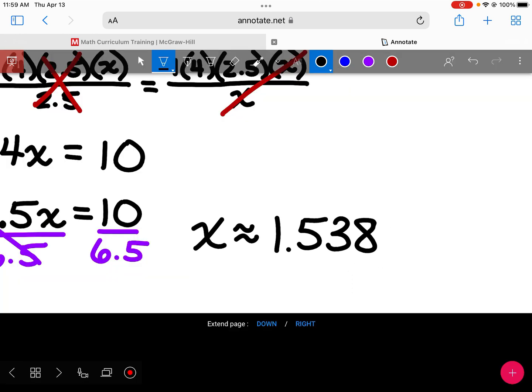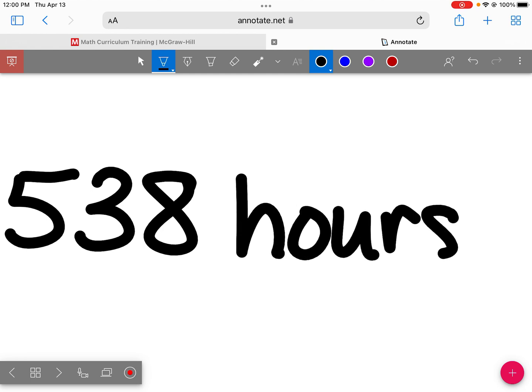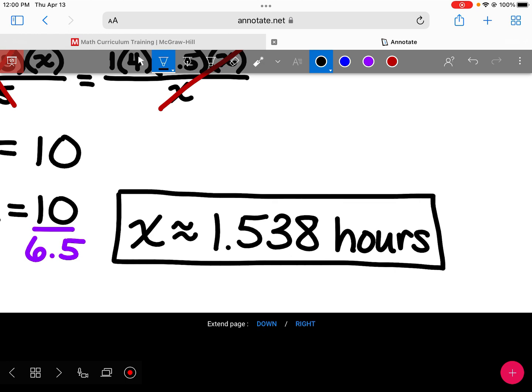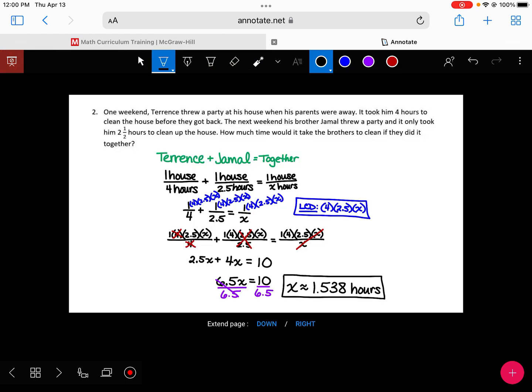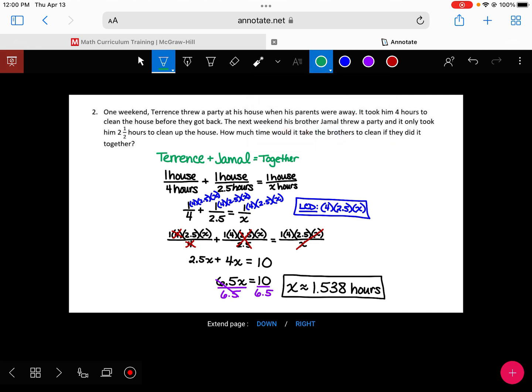1.538. What units do we need with x? Hours. So if they clean the house together, it should take them a little bit more than an hour and a half. So far, so good?